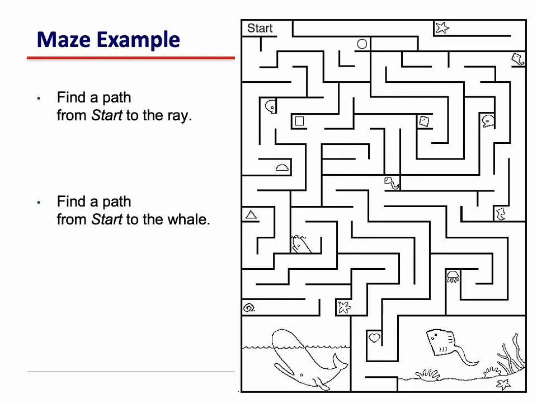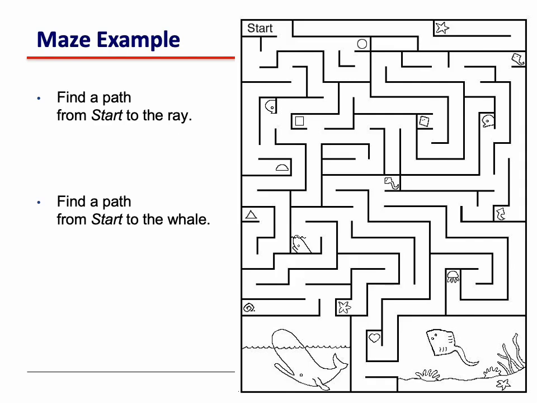I think all of you are already familiar with this kind of puzzle. In this graph, we have a starting point on the left top, and basically, we have to find the path from the start position to the end positions. So in these examples, the end point is the ray or the well.